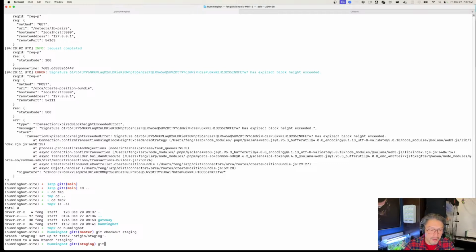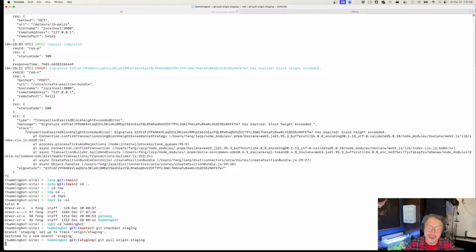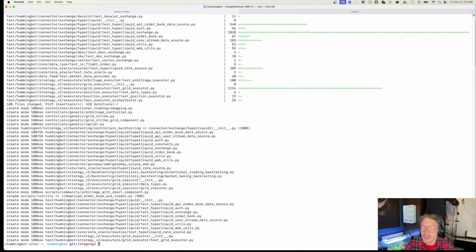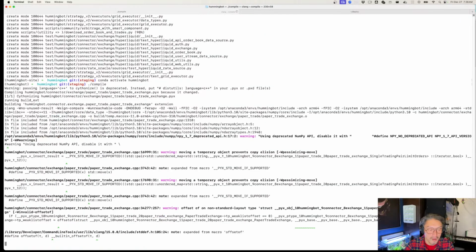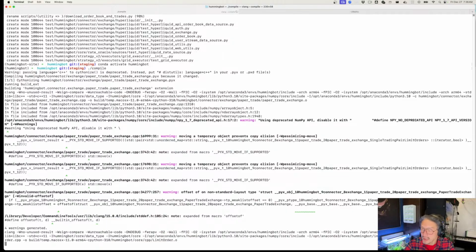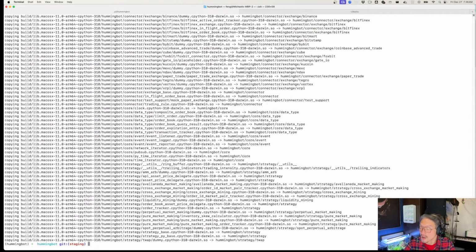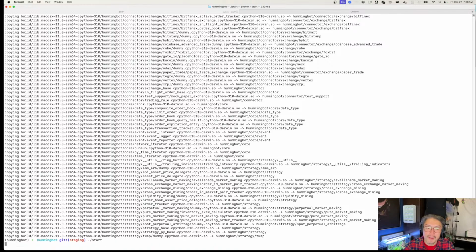So we'll pull origin staging. This ensures that we have the latest version of staging, because I probably have an older version of staging on here from earlier. And then I will also ensure that I'm in the right Conda environment. So conda activate hummingbot, compile. This compilation step, in case there are any changes to the Python code, will update that. And then finally, to make sure that it can run, I'll just run start to make sure that the Hummingbot client portion of the code can run.